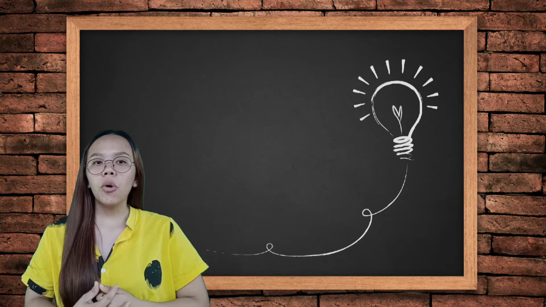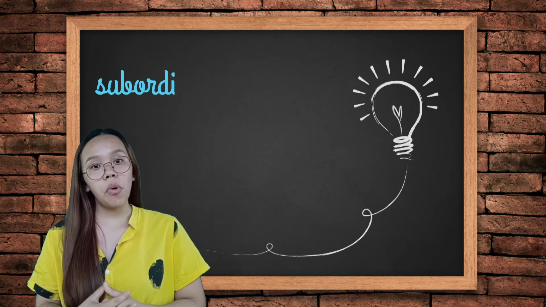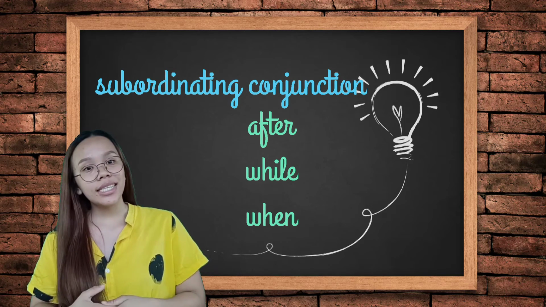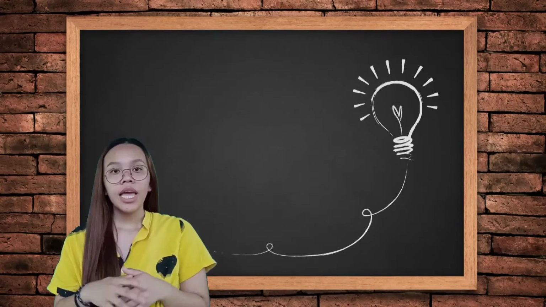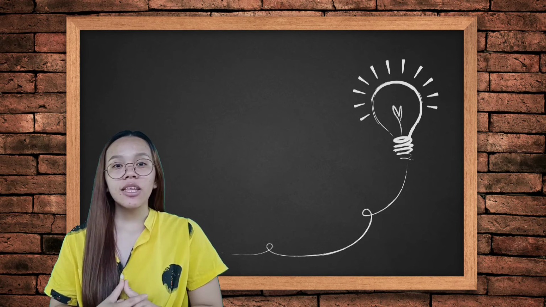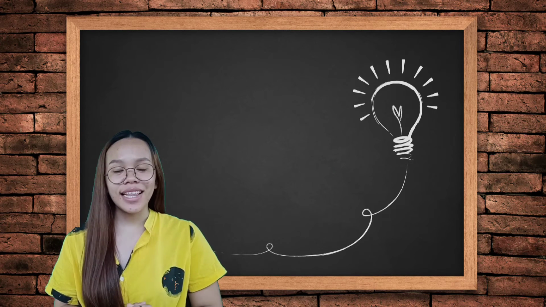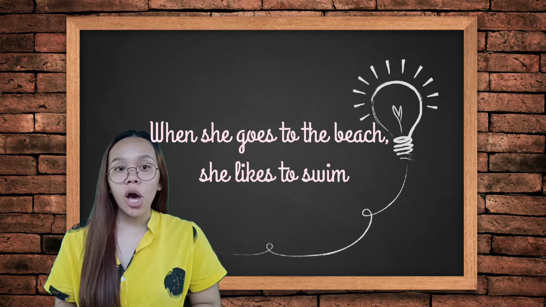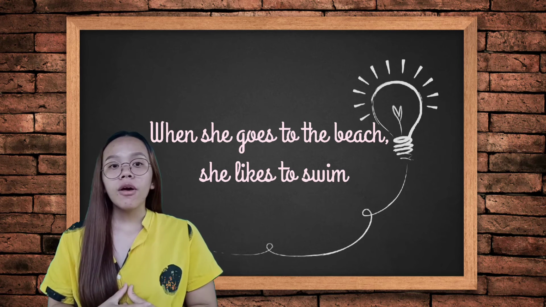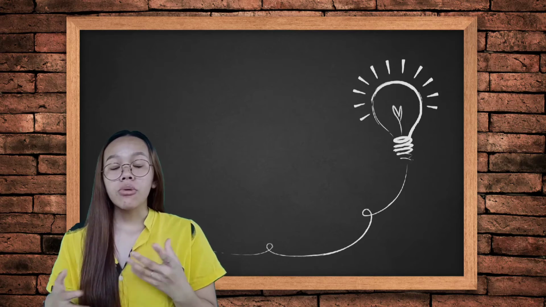Now, in order to connect our independent clause to our dependent clause, we need a subordinating conjunction such as "after" or "while," or like in the sentence, we use "when." Now, if we put the dependent clause first in the sentence, then we have to put a comma after that clause before the independent clause, like the example. "When she goes to the beach, she likes to swim." Now, both of these sentences mean the same exact thing. You can say them or write them either way.